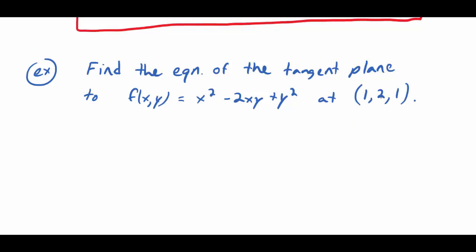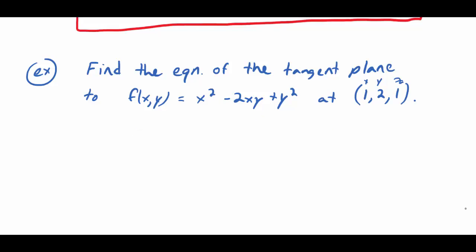Okay, so I'm saying (1, 2, 1) is on there. When you plug in 1 for x and 2 for y into this function, you better get z equals 1. So I'm saying this is a point on the graph of this surface. Let's find the tangent plane there.